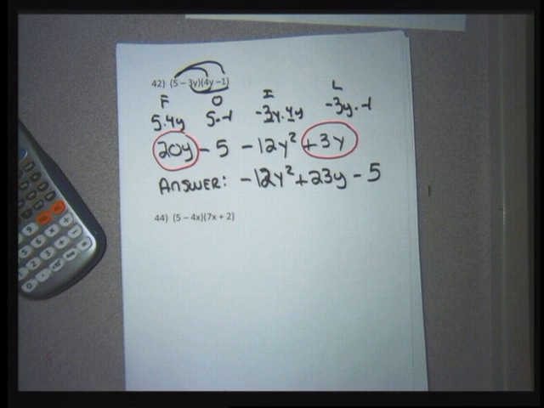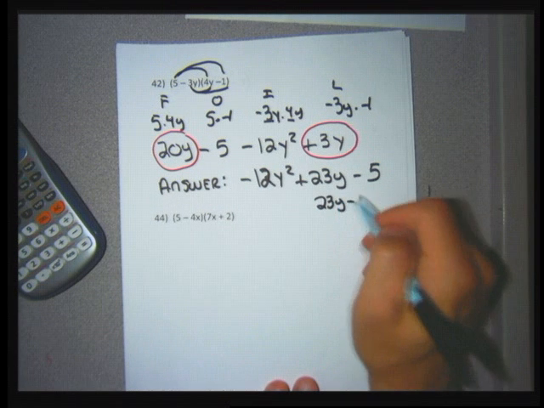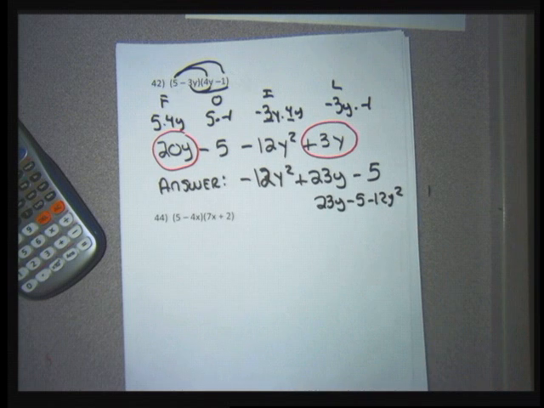If you would have written it, 23y minus 5 minus 12y squared, if you would have changed the order up and wrote it in a less standard order, I wouldn't take points off. It's just not usually the way it's written. Usually you take the highest exponent term down to the lowest exponent term, or the constant term, the term without the letter.